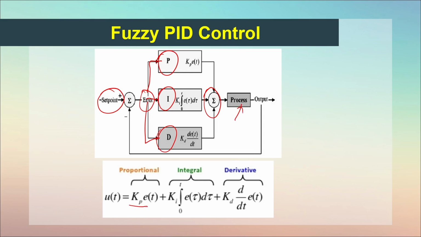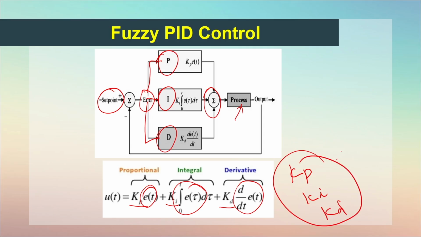So Kp, Ki, Kd, these 3 are constants. The other things come from the system: E of t, integral of E of t dt, and d by dt of E of t. These 3 are the values generated by the system. But what we need to identify is Kp, Ki, Kd. These 3 values we need to understand in order to know the smooth operation of U of t. This is the way in which you need to make a note of the PID control process.